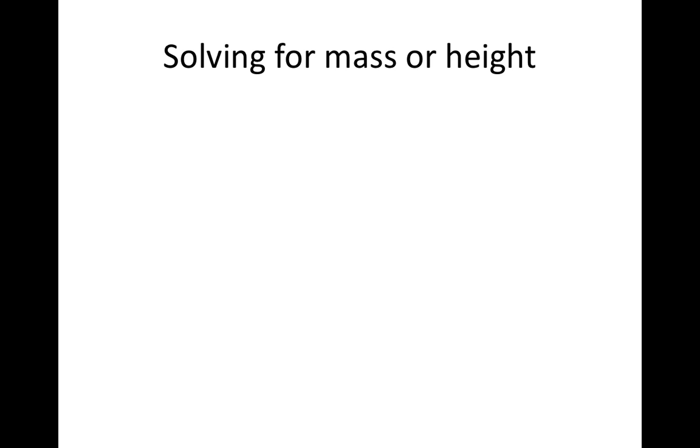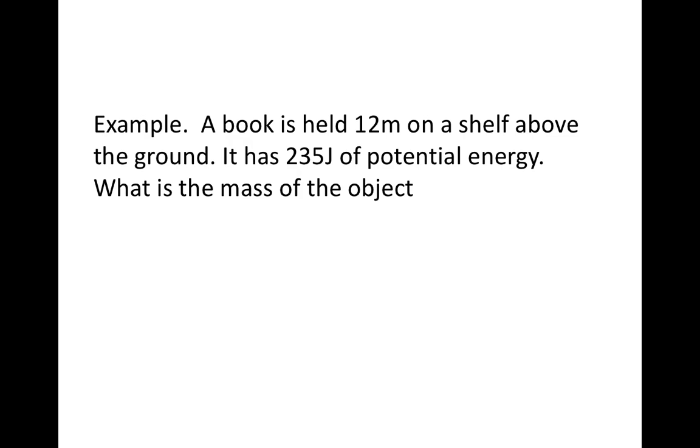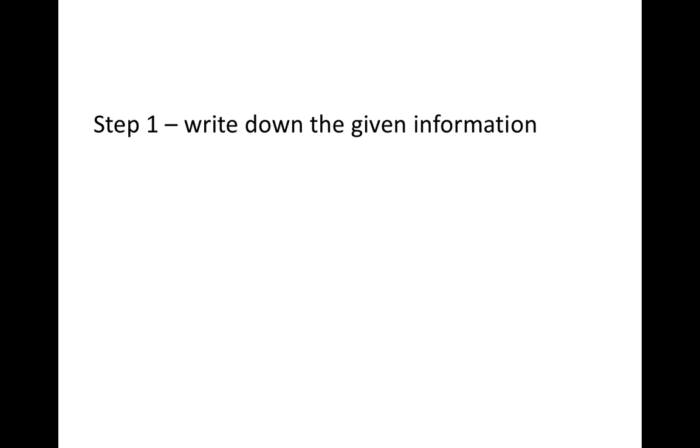Okay, now we can rearrange the equation to solve for mass or height. Here's an example. A book is held 12 meters on a shelf above the ground. It has 235 joules of potential energy. What is the mass of the object? So in this case, you know the potential energy, you know the height above the ground, but you're looking for mass. So step 1, write down the given information.